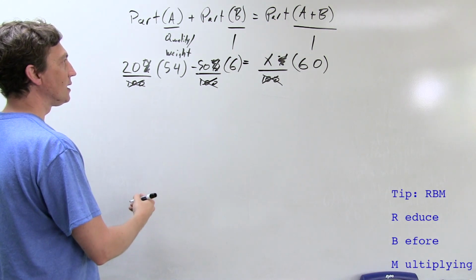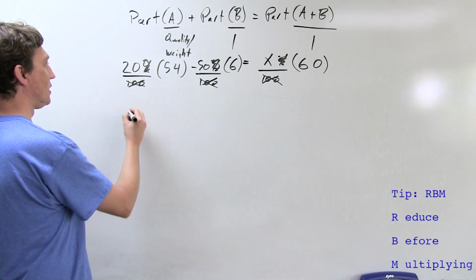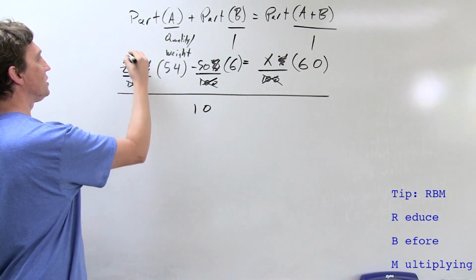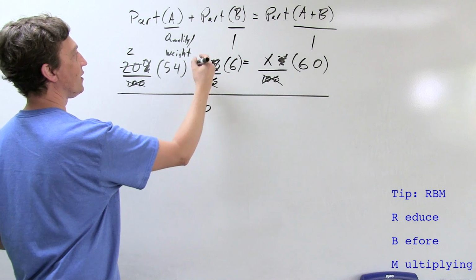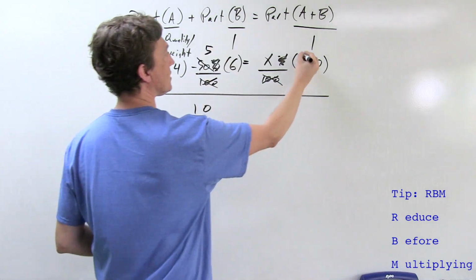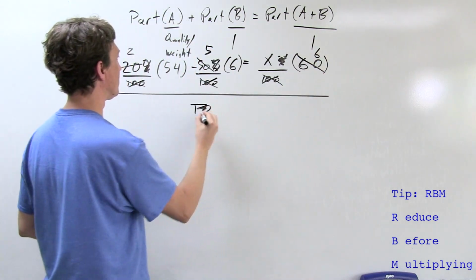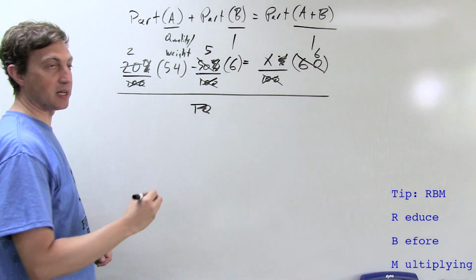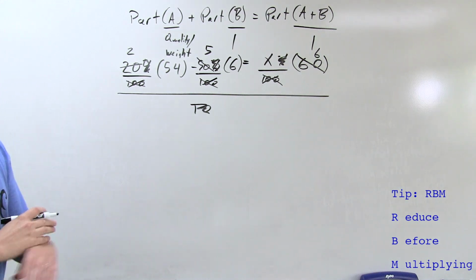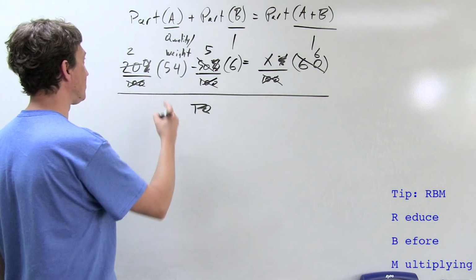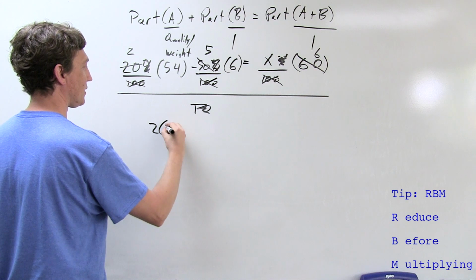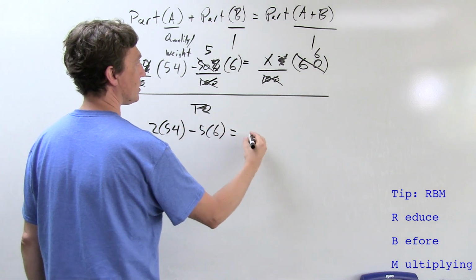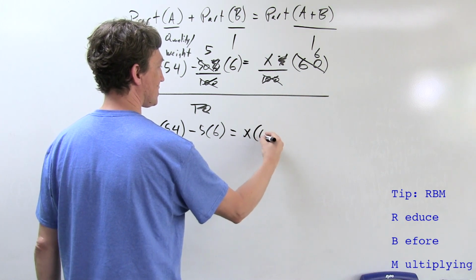Well, it strikes me that I've got a 0 in each one of those. So if I divide this whole thing by 10, 20 just becomes 2, 50 just becomes 5, and 60 just becomes 6. We could write it out at this point for clarity, although there's one more algebraic simplification I want to make as part of this reduce before you multiply principle. 2 times 54 minus 5 times 6 would equal X times 6.